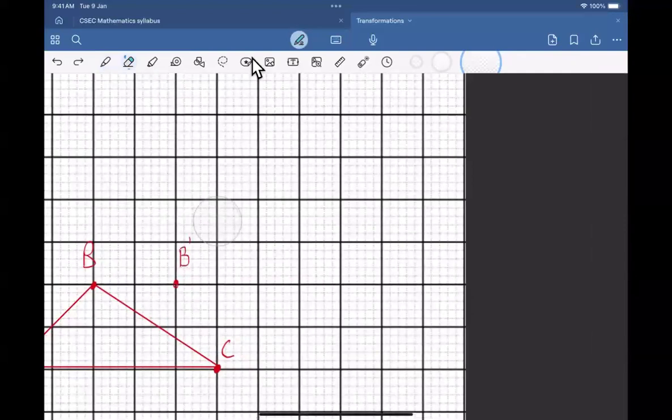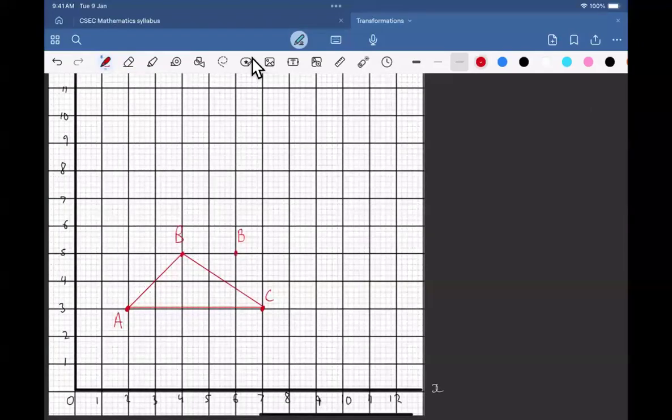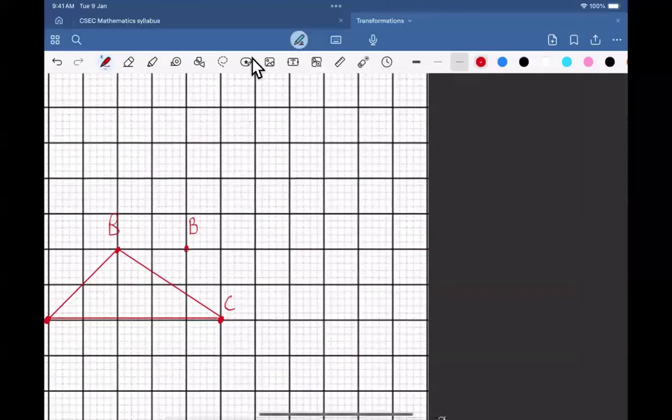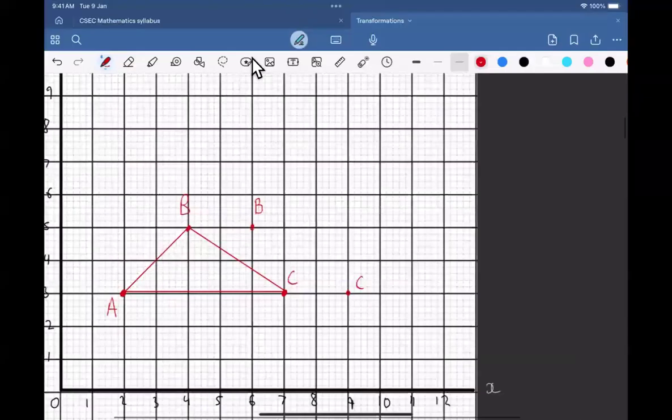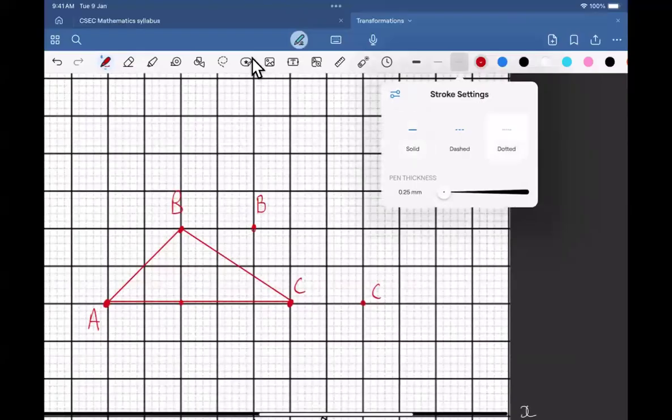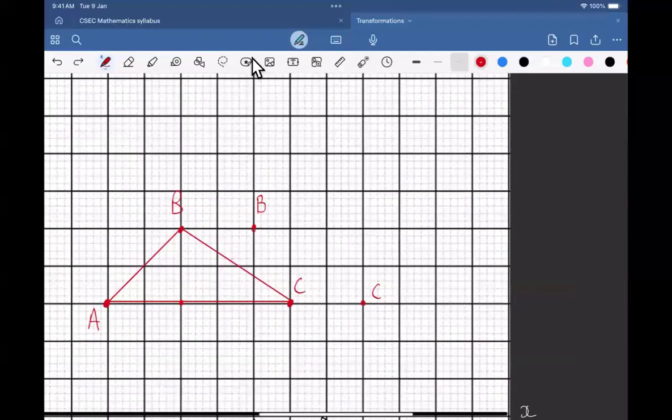Before we decide to call it B prime, let's make the full translation. Let me move it 2 spaces to the right first, and then I'm going to move it up. So I take C and move it 2 spaces to the right, over here. If I take A and move it 2 spaces to the right, that'll be over here. This isn't the answer yet. This is just where it is now if I move the shape 2 spaces to the right.